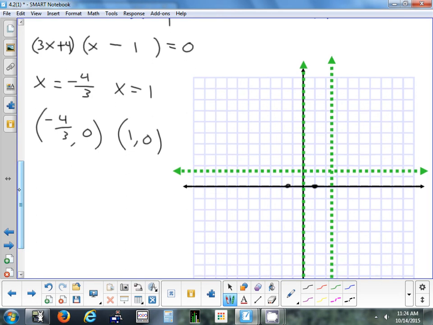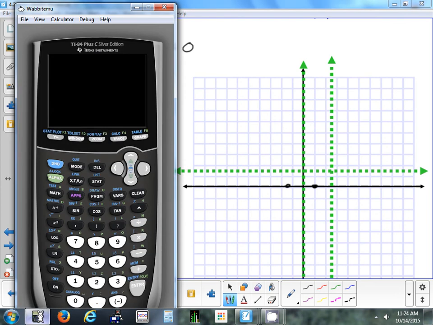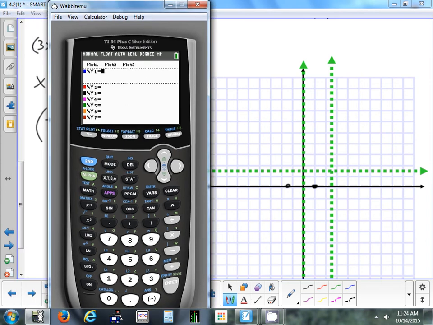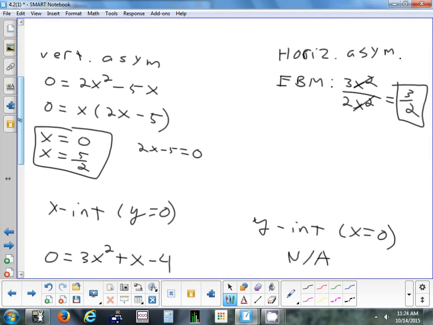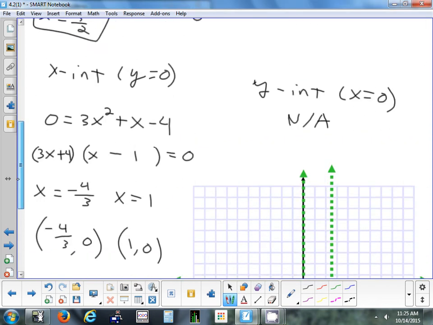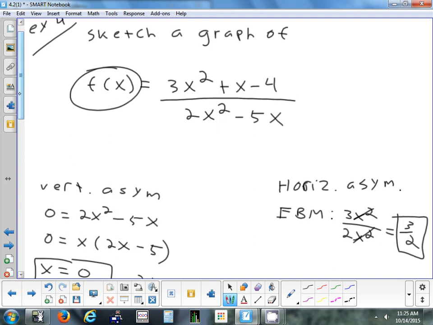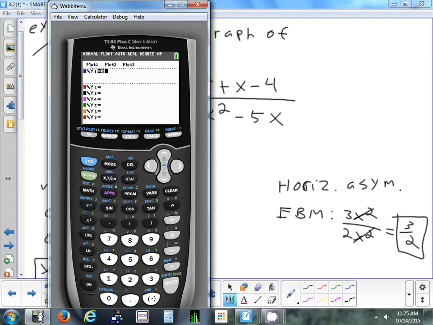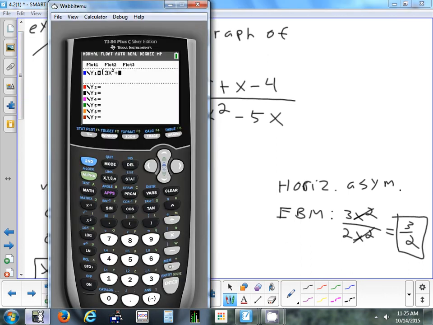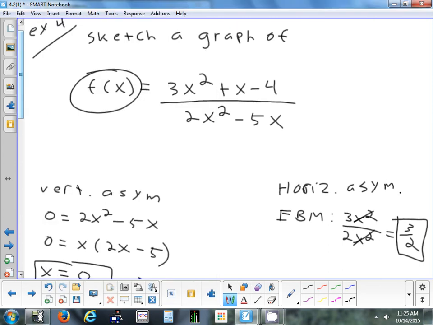Right, last thing to do is investigate the behavior on each side of the asymptote. So let's type in our function and see what happens. All right, so we'll type it in and see what we get. So we get 3x squared plus x minus 4 divided by 2x squared minus 5x.